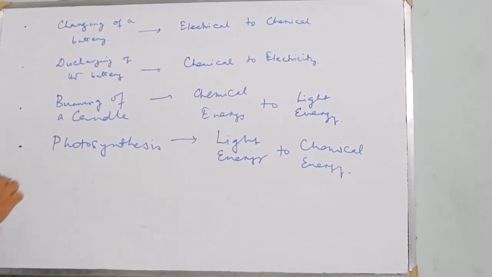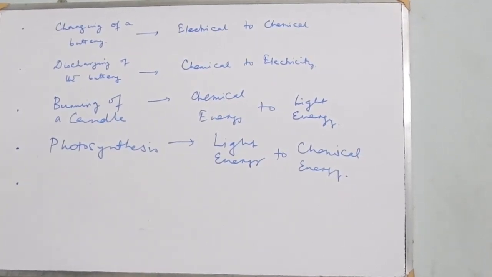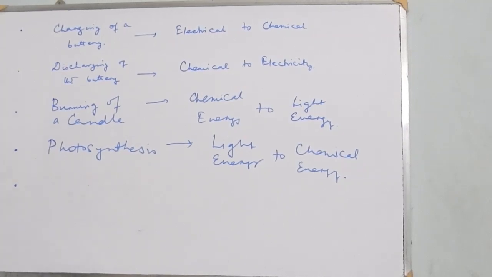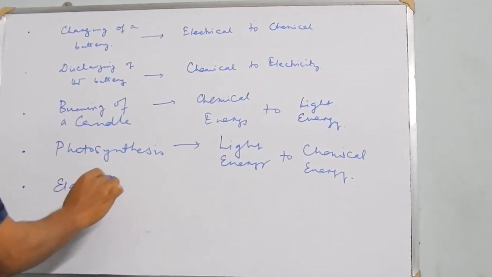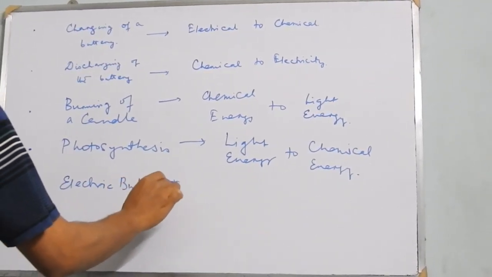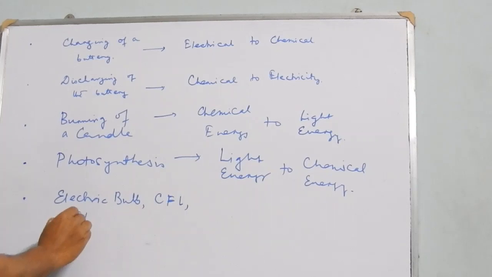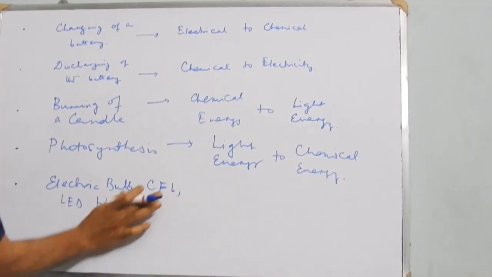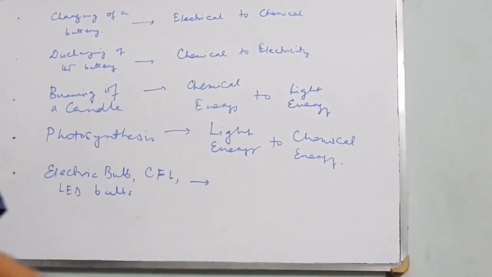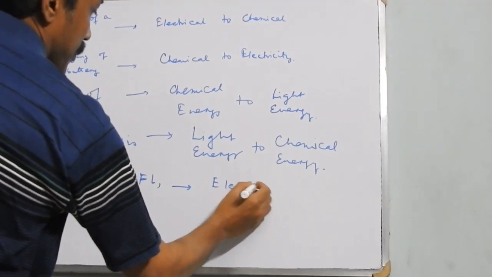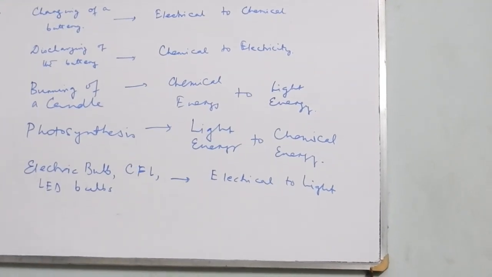Electrical to light, you will get various examples, starting from electric bulb to a CFL lamp to LED lamps. So electric bulb, CFL or compact fluorescent lamps, LED bulbs. These are examples where electrical energy is converted to light energy. These are quite common examples that we frequently encounter.